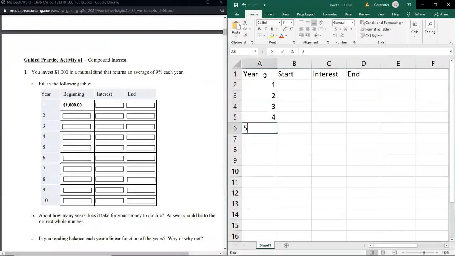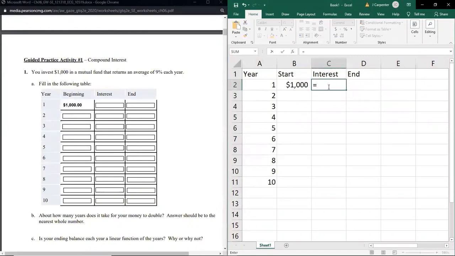So 1, 2, 3, 4, 5, 6, 7, 8, 9, 10. Yes, I can just type 1, fill down by holding control, or type 1 and 2, grab both, fill down from there, but it's only 10 years, so that's not too bad. We started with $1,000. The interest is going to be the product of the balance and the interest rate, which is 9%. Now I could put the interest rate somewhere else if I really wanted to, and then do a fixed cell reference. But for this problem, I won't. I'll do that later though.